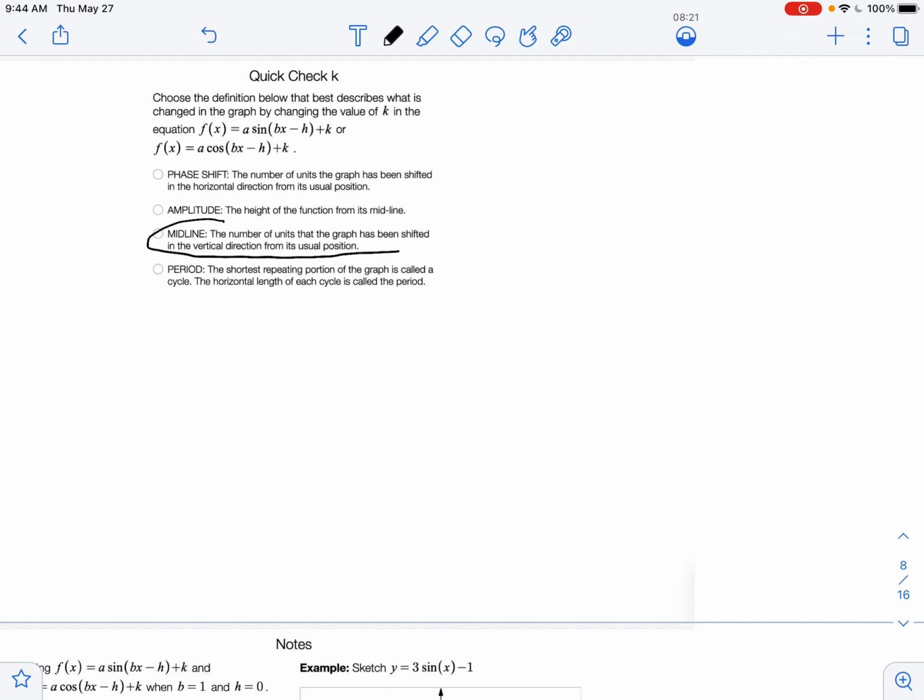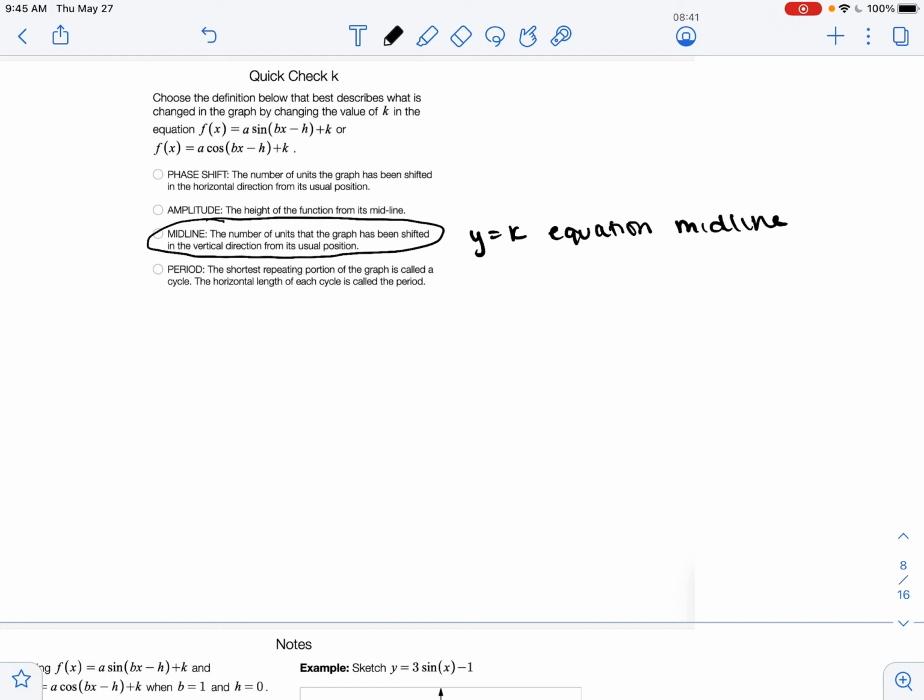So this is the number of units that the graph has been shifted in the vertical direction from its usual position. As a reminder, y equals k is going to be the equation of our midline. All right, on our next, both of those were happening for either sine or cosine.